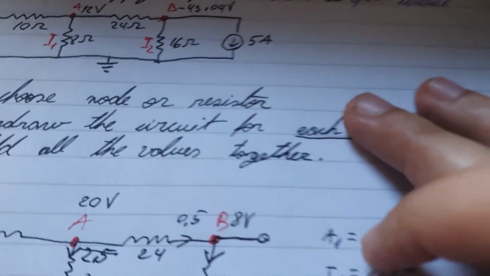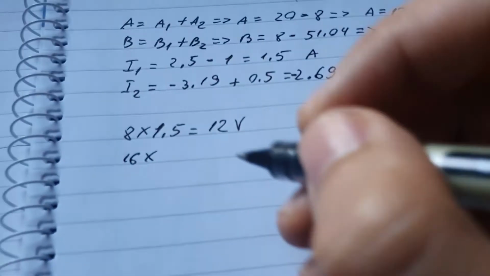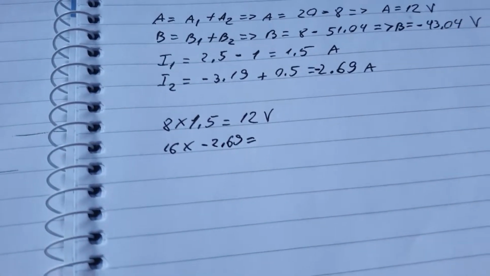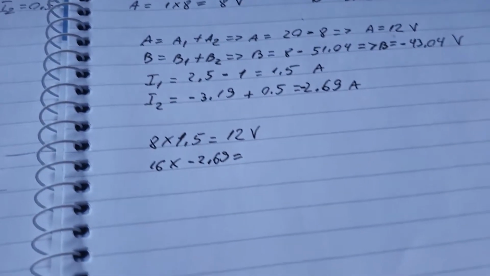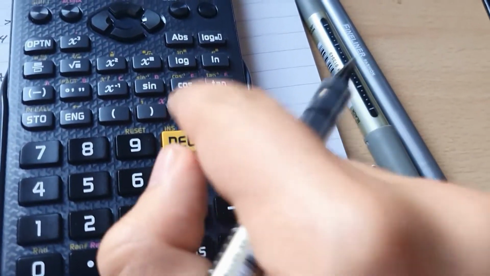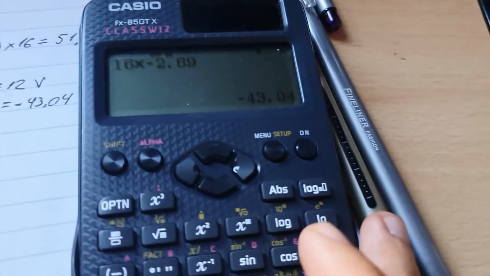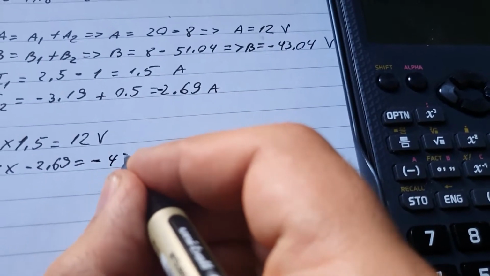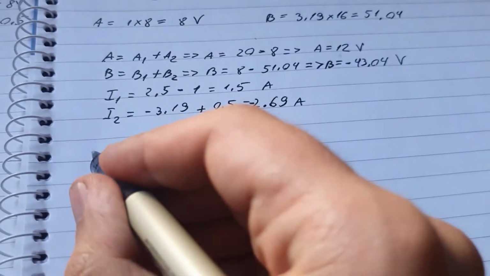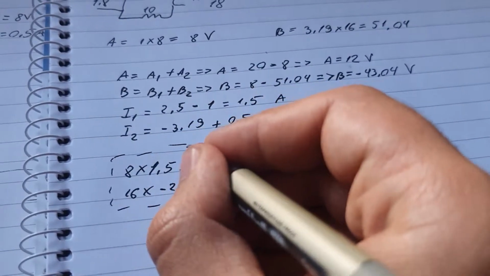That means all the equations are correct. So let's see here. For point B, it's the 16 ohms resistor, 16 times the current I2. And I2 is minus 2.69. So this side is a good start because it's a negative value. That means we'll get a negative number. So let's see, 16 times minus 2.69. And there we have it, minus 43.04, which means this is correct.